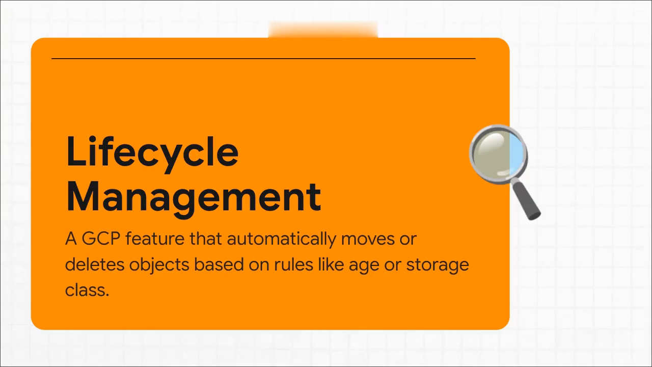For anyone who hasn't used these before, lifecycle management is basically just a set of if-then rules you can stick on a storage bucket. You can tell GCP, hey, if an object in this bucket gets to be 30 days old, automatically move it to a cheaper storage class for me. It is incredibly powerful stuff.